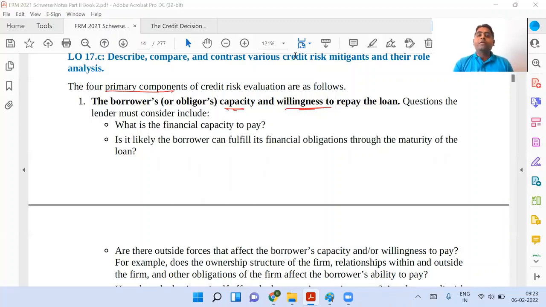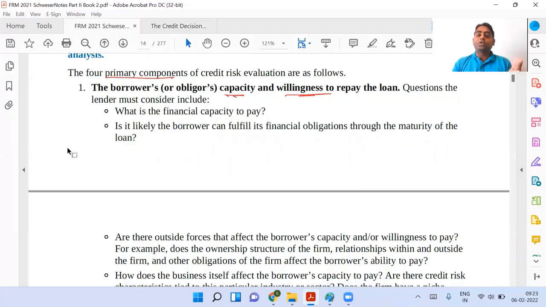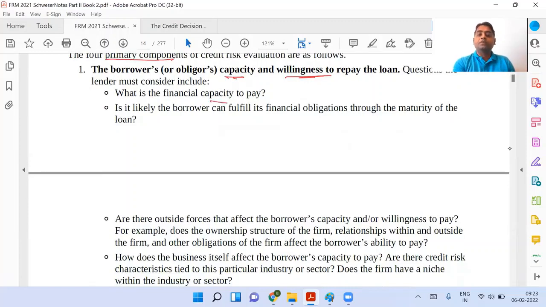Whenever you go to a bank to take a loan, obviously they'll have a lot of questions in their mind. They have tried to frame those questions. What is the financial capacity to pay? Do I have any income? Is it likely that the borrower can fulfill his financial obligation through the maturity of the loan?